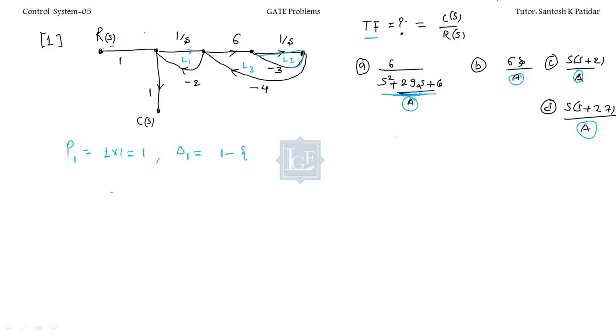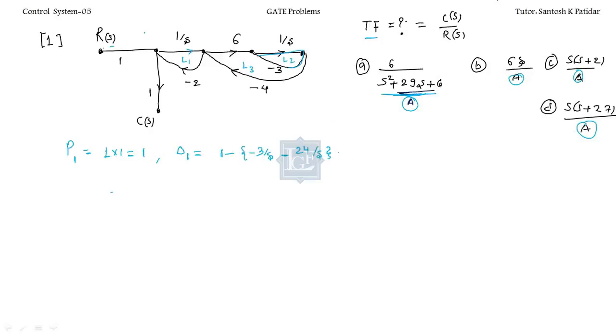Out of these three loops, we have these two individual loops, L2 and L3, which are not connected with the forward path P1. So here the individual loops are, first let's take L2. L2 will be minus 3 by S. Perfectly fine. Let's come to this one. So this one will be minus 24 by S. Correct, friends?